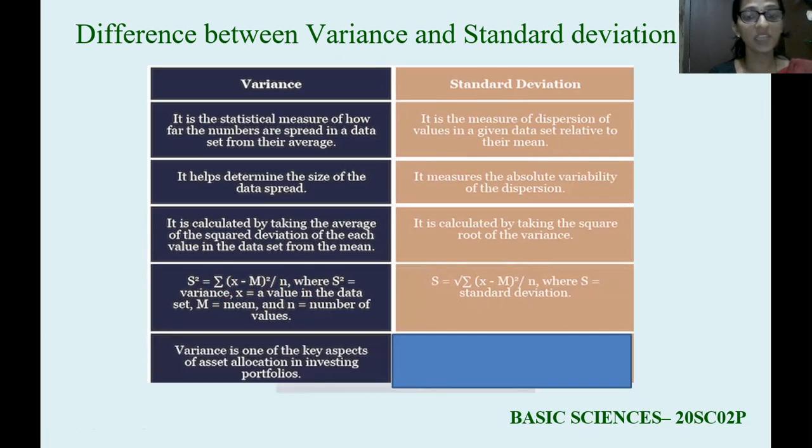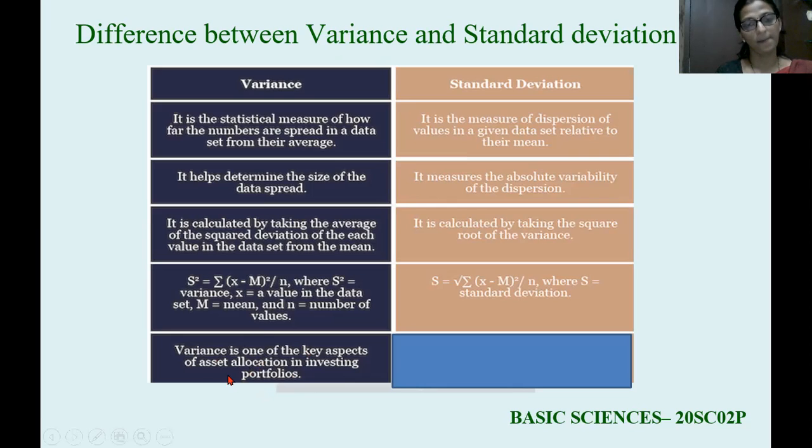Variance is one of the key aspects of asset allocation in investing portfolios. Now, when you have to invest in any shares or any company, we need to first analyze the profit of the company, or we need to analyze whether the share price is increasing or falling down.